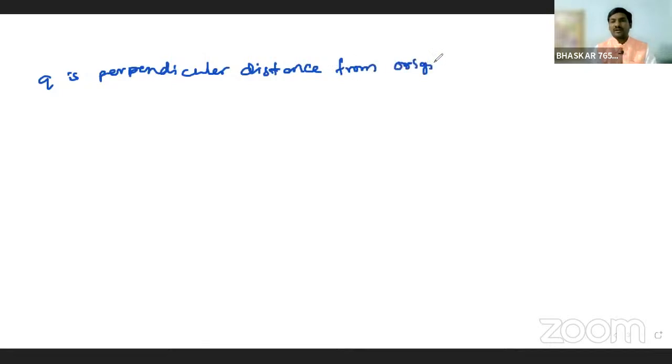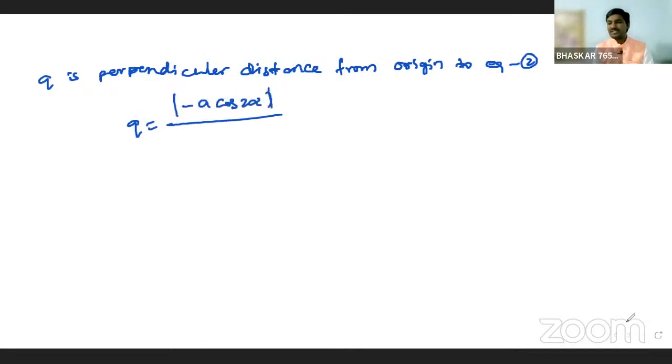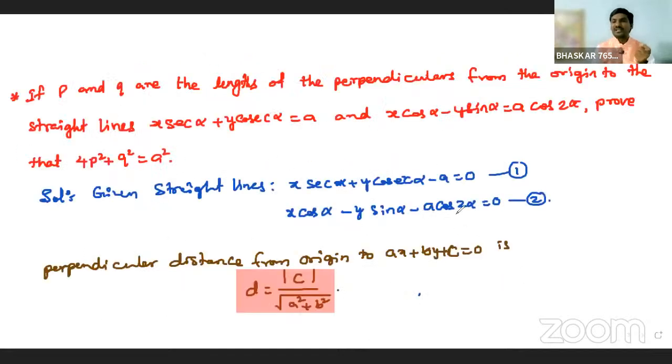So q is the perpendicular distance from the origin to equation number 2. That means q is equal to minus a cos 2 alpha, this is the c value, divided by the x coefficient cos alpha and the y coefficient minus sin alpha.